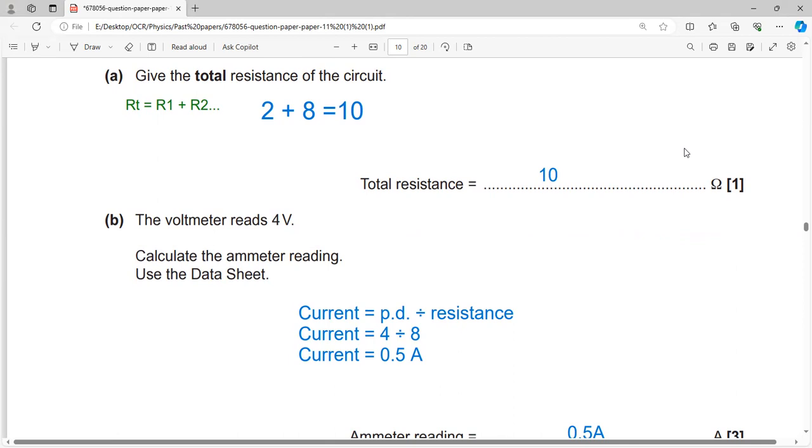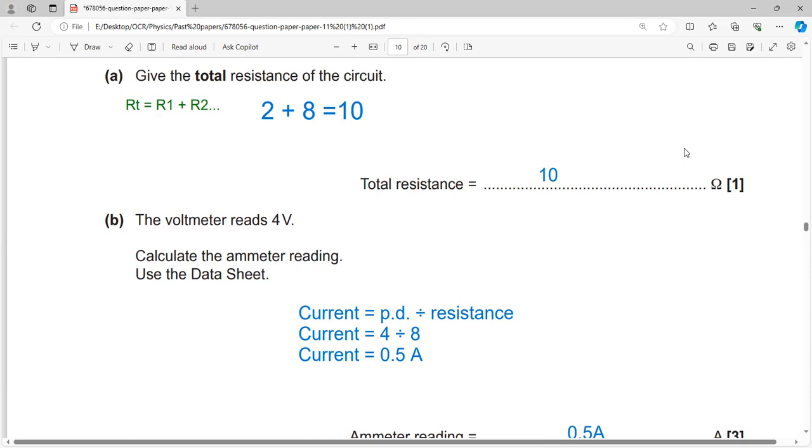4 volts across the circuit. Calculate the ammeter reading. If you want to measure the current, the formula for the current is equal to the potential difference divided by the resistance. What formula have we derived? V is equal to IR, and here we can modify this formula, so the current is equal to the potential difference divided by resistance.